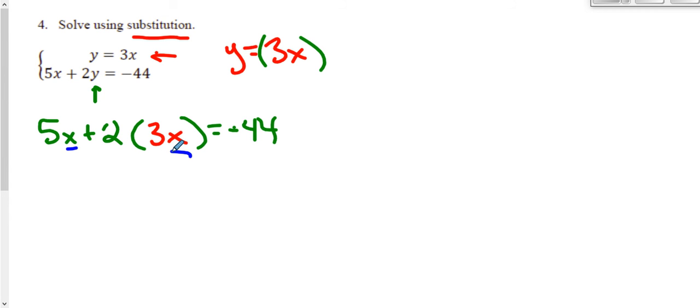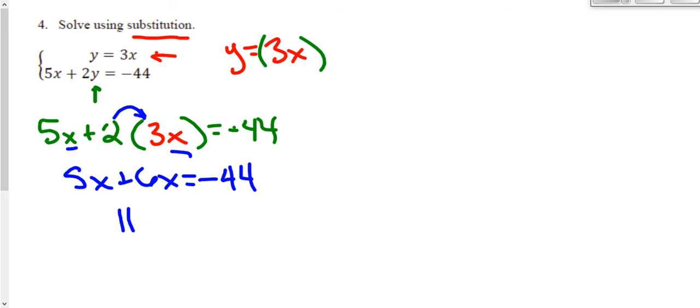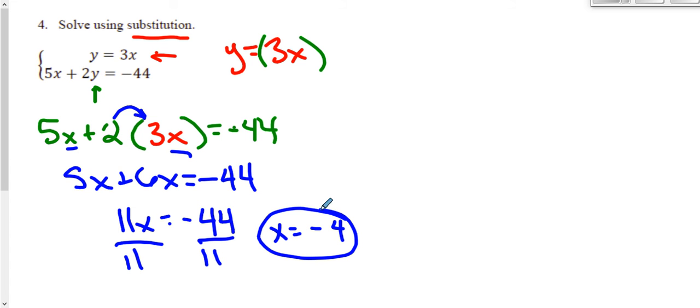So I'm going to try and get them into one spot so I can unwrap them. I'll do that by multiplying the 3x by 2 first. So 5x plus 6x is negative 44. And that tells me that in total I have 11 x's on the left equal to negative 44. And I can divide both sides by 11 to finish solving, which tells me x equals negative 4. There's one of my answers.